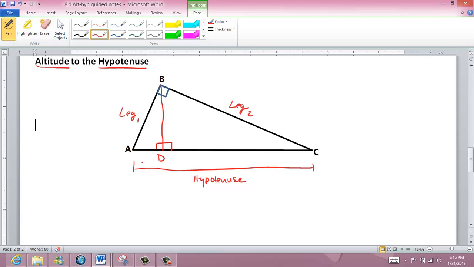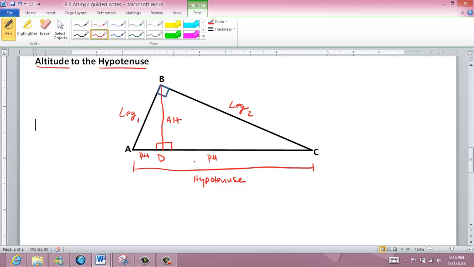If you look here, 3 additional segments were created. First, the altitude. So here, this is the altitude of the right triangle. Second is this segment AD. We are going to refer to this as one piece of the hypotenuse. We're going to consider DC to be the third piece, and that's going to be another piece of the hypotenuse. Now what happens here is when we draw this altitude, 3 triangles are created.